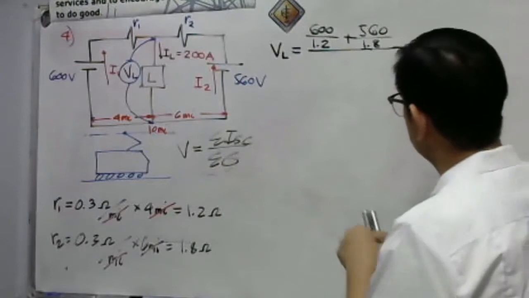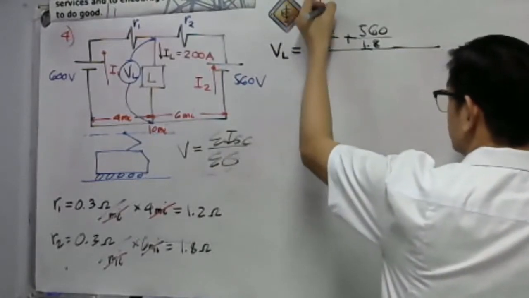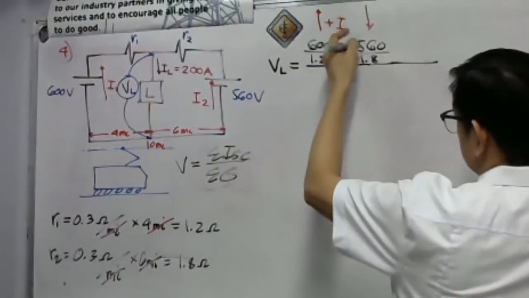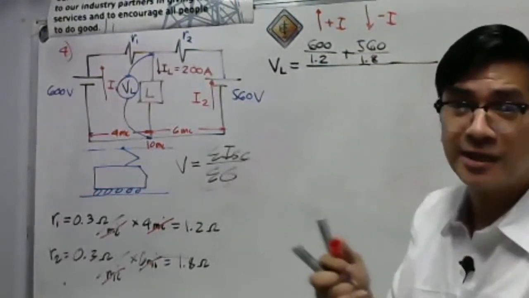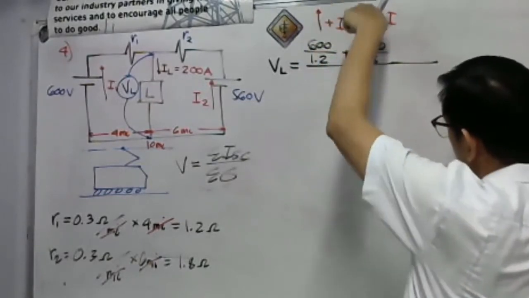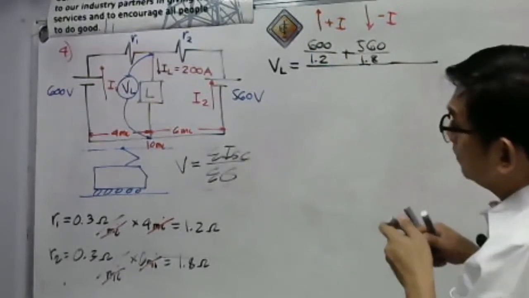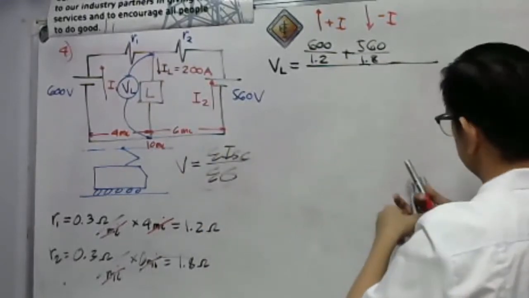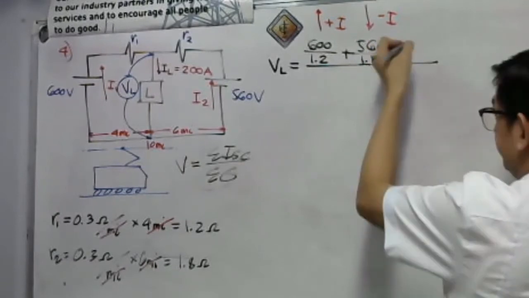There is a sign convention. Take note: if the current is upward, it is a positive current. If the current is downward, it is a negative current. It's just like a force in physics or engineering mechanics. If the force is upward, that is a positive force. If that is downward, that is a negative force. So, we have here our IL going downward. Therefore, it is a negative current, negative 200.